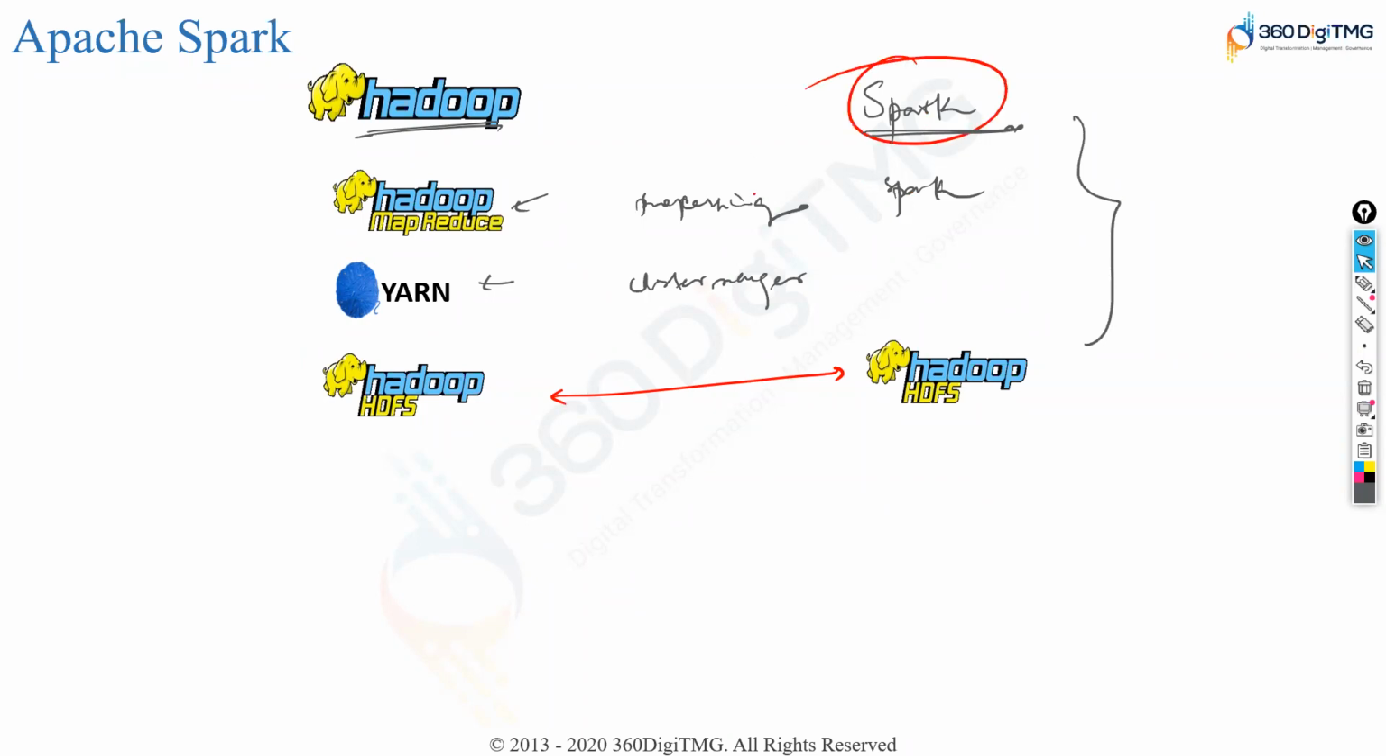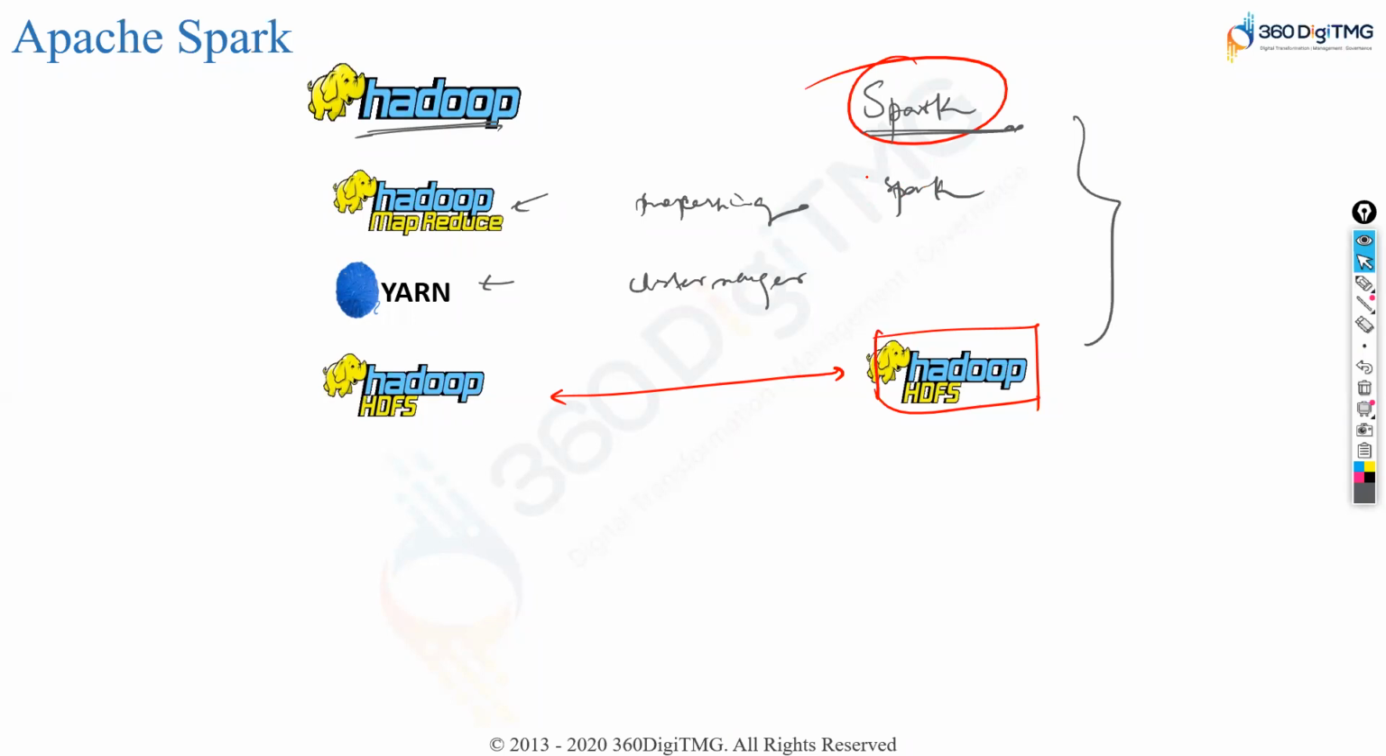So for Spark, we have the unified engine. Spark has the unified engine, which allows the processing of the problem, the problem statement that we are seeing.